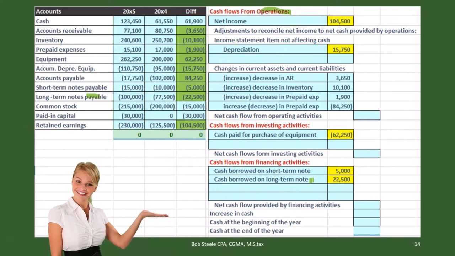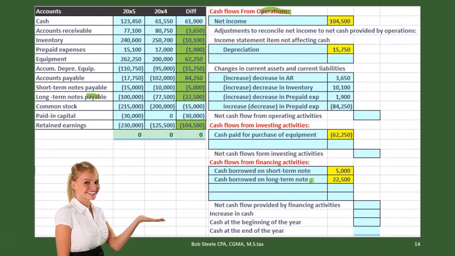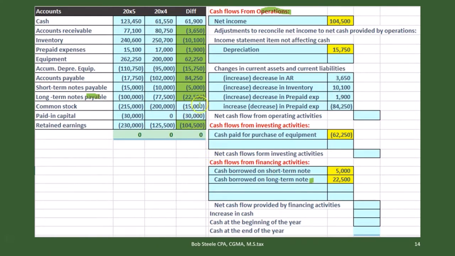And again, I'm going to make this assumption. It's very likely that something else happened. I'm going to go look at the GL. I'm going to figure out exactly what happened. If it went up from here, then I'm assuming that we borrowed cash. Now, if it went down, of course, I would assume that we paid cash on the note. So it's going up. I'm going to assume we borrowed cash.